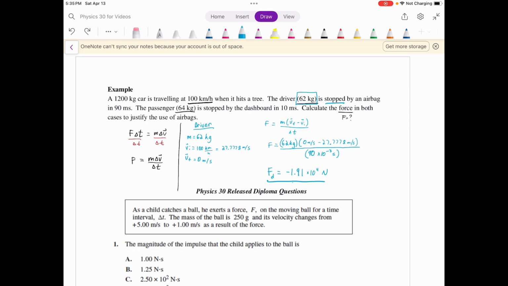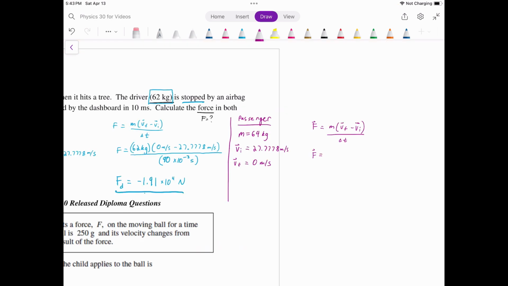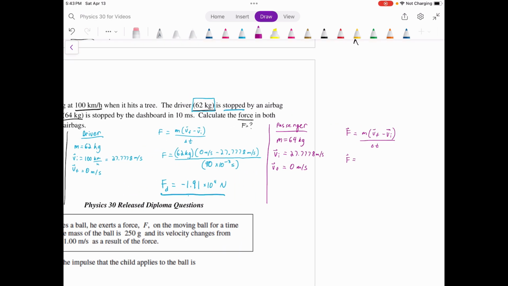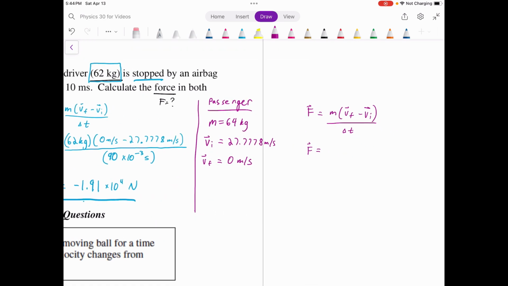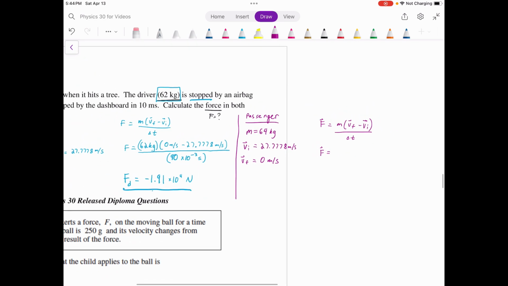So that's the force acting on the driver. Let's do the passenger. So for the passenger, right, the mass, the initial velocity, and the final velocity are all the same as they were for the driver, right? So the impulse they experience, their change in momentum, is going to be the same. What's different, though, is the time it took, and therefore the force that the passenger is going to feel.